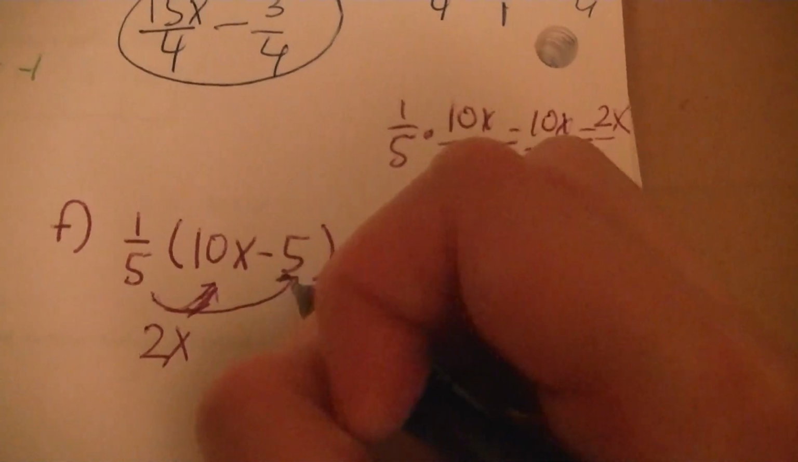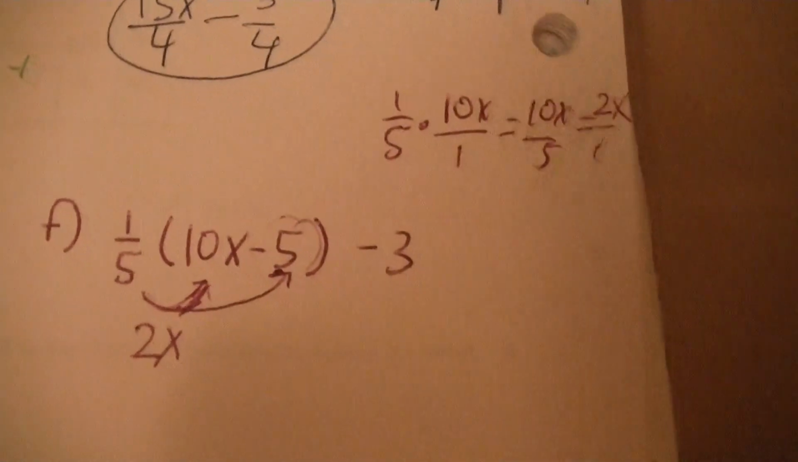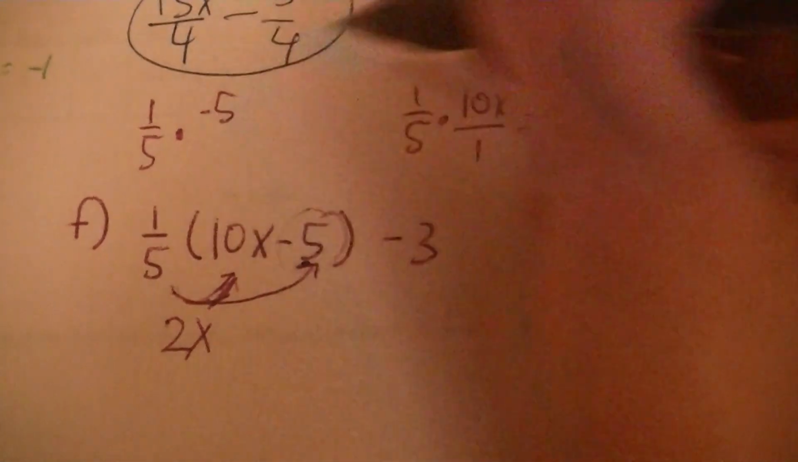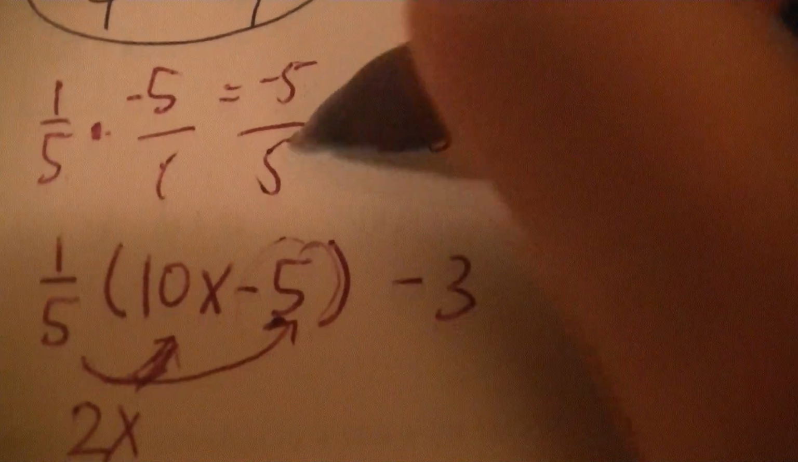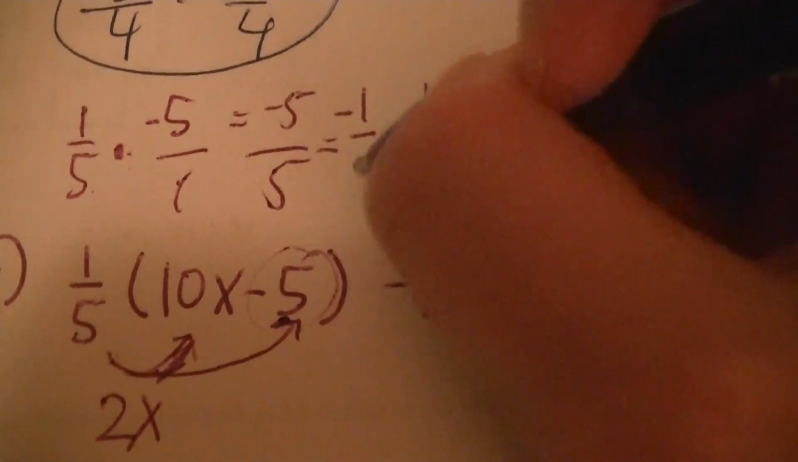Okay, then you got to go 1/5 times that minus 5. So I'm going to write that straight up here. Okay, and put it in its fractional form. 1 times -5 is -5. 5 times 1 is 5. Simplify that. You can do it. Negative 5 divided by 5. A number that goes into both is 5. So that would be negative 1 over 1. So that's just really negative 1.